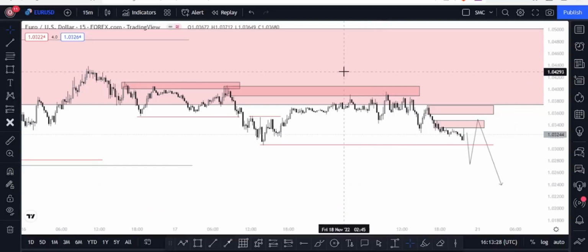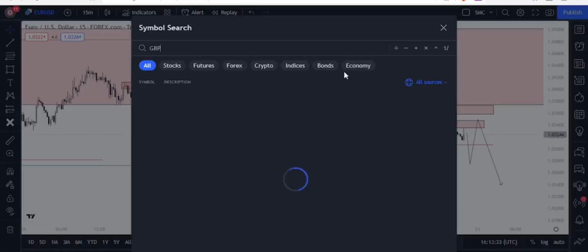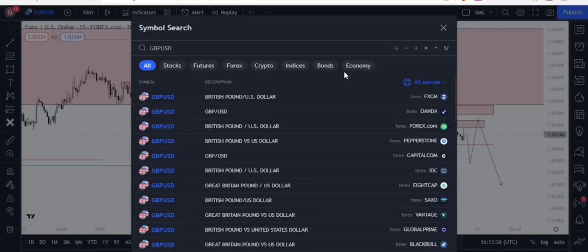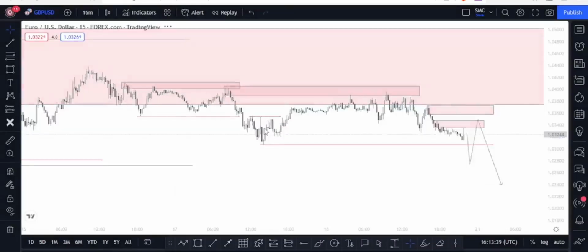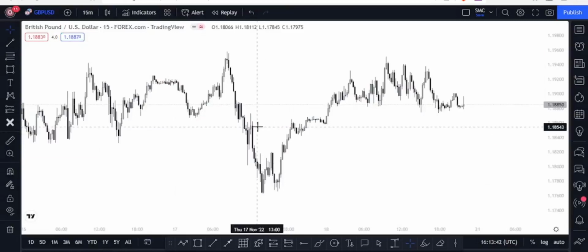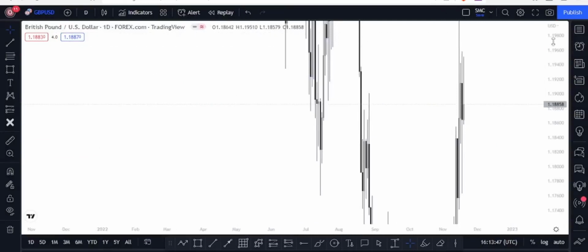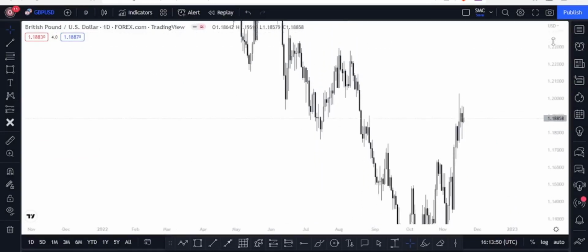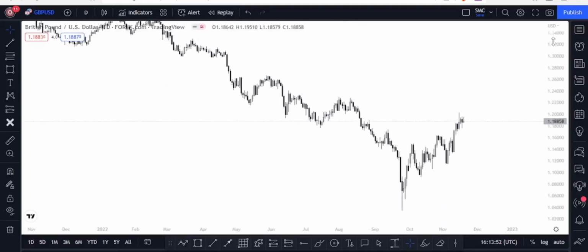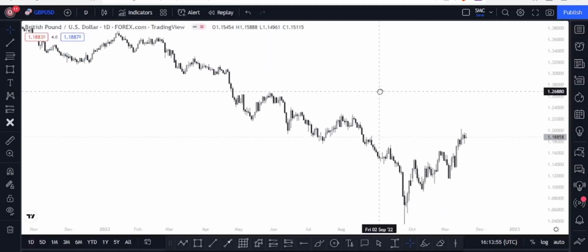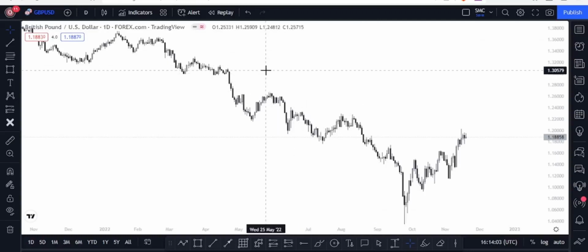Now let's quickly go to GBPUSD and see what we have there. GBPUSD, daily time frame. Let's see what that holds for us. GBPUSD is exactly the replica of EURUSD. As you can see, pound dollar has been pretty much on a downward movement over time.